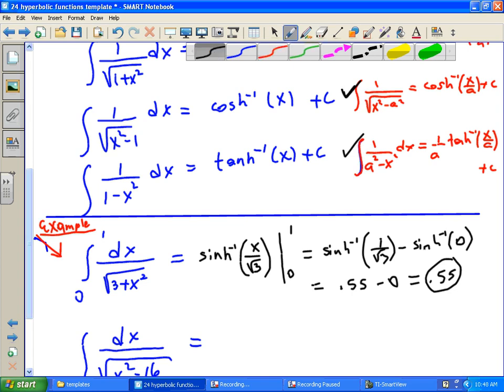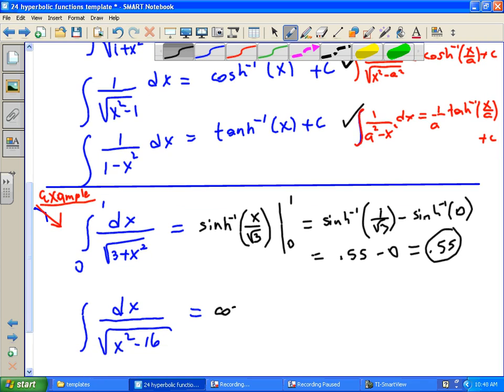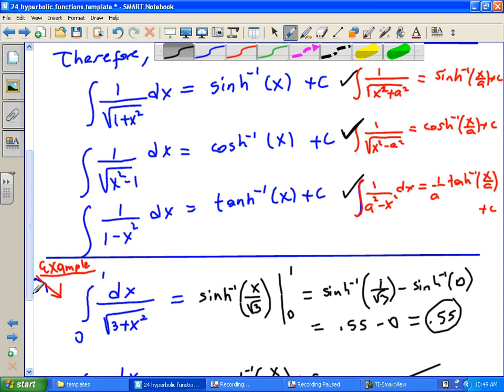Right, number 2. This one, cosine hyperbolic inverse function, and you want x over a. In this case, it's going to be x over 4 plus c. We're done. Only the tangent has the 1 over a in front. If you look at the formulas, right, only the tangent one has a 1 over a, similar to the regular trig functions, right? Pardon, could you say that? Yeah. Sine has a plus, cosine has a minus, but they're both positive in their final answer. Only tangent has the 1 over a.